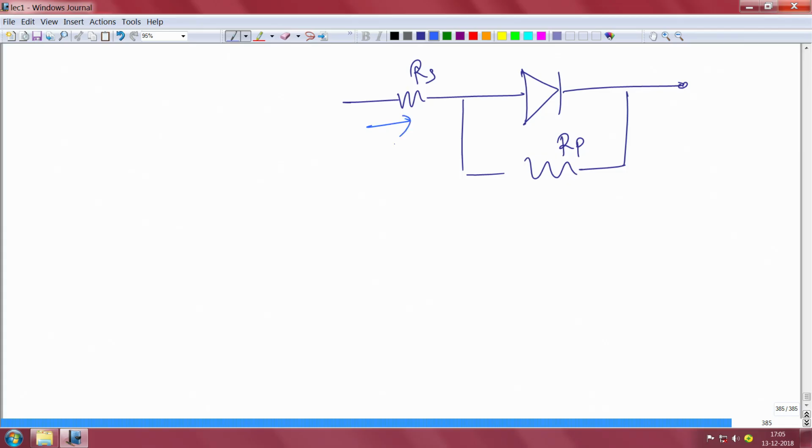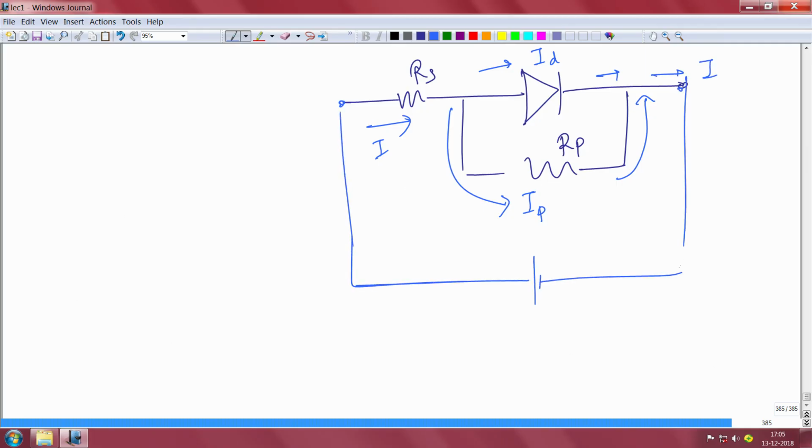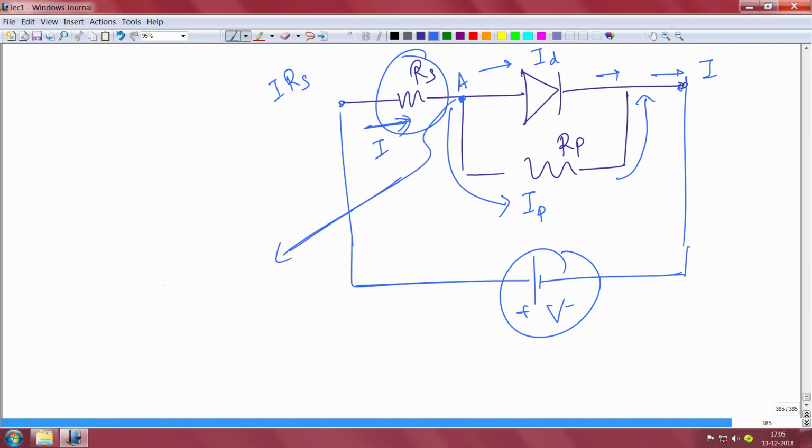Then if you have a current going here, some current will go through the diode, some current will go through the parasitic resistance, and they will again combine here and flow out as I. So you are actually applying a voltage here, because this series and shunt resistance will always be there. If this is the current flowing and this is the voltage you are applying, then the voltage dropping across Rs is I times Rs. So the voltage at this point A will be given by V minus IRs.